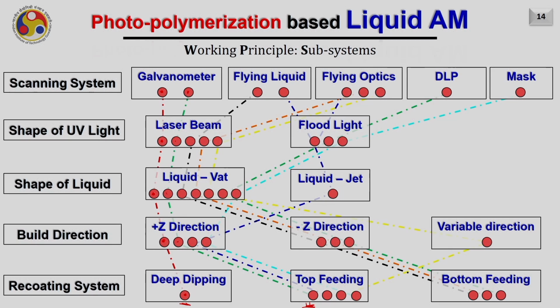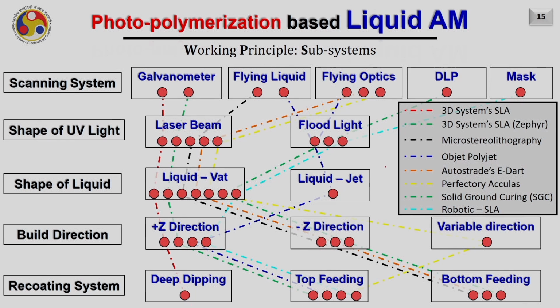This particular classification clears a lot of your doubts related to additive manufacturing systems. Not only that, if you want to develop your own new machines which were never explored before, you can explore from here. For example, galvanometer with laser beam, but with liquid jet, there is no such machine. There is no ribbon connecting like this, which is using galvanometer, laser beam and liquid jet. But if you want to develop such a machine, you can think about it.